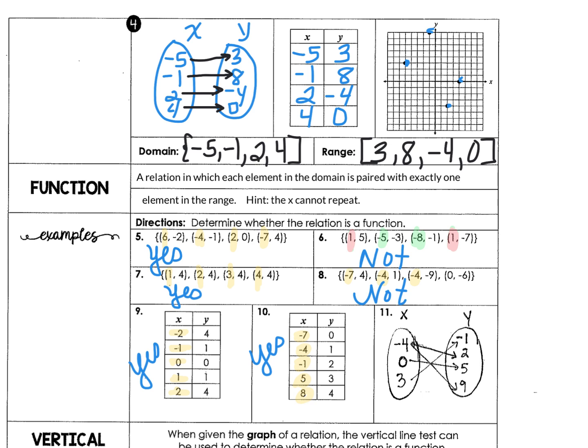Number 11. Now here's where it gets a little tricky because we have the mapping again. We have -4. Notice though there's 2 arrows going out of -4. So if there's 2 arrows going out of your x value, this would not be a function, not a function.